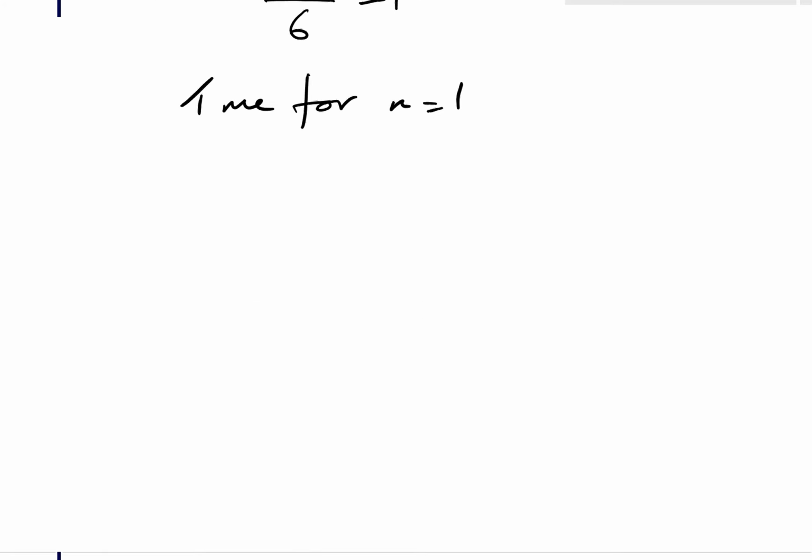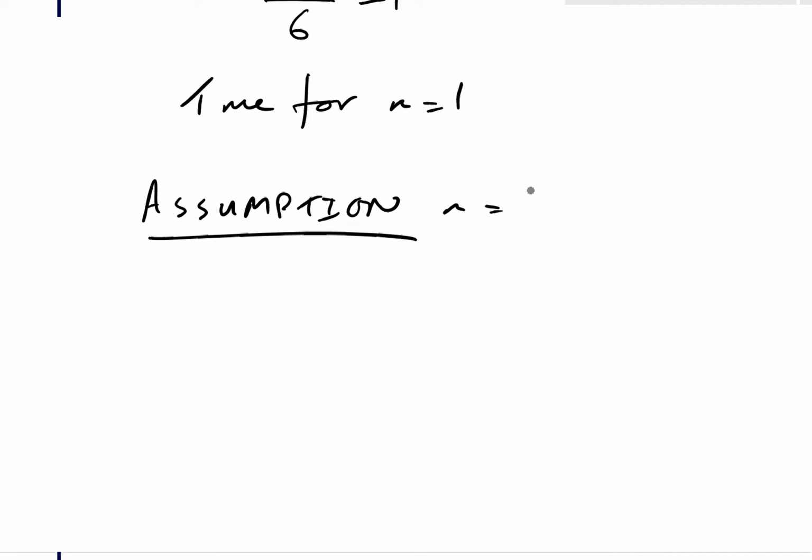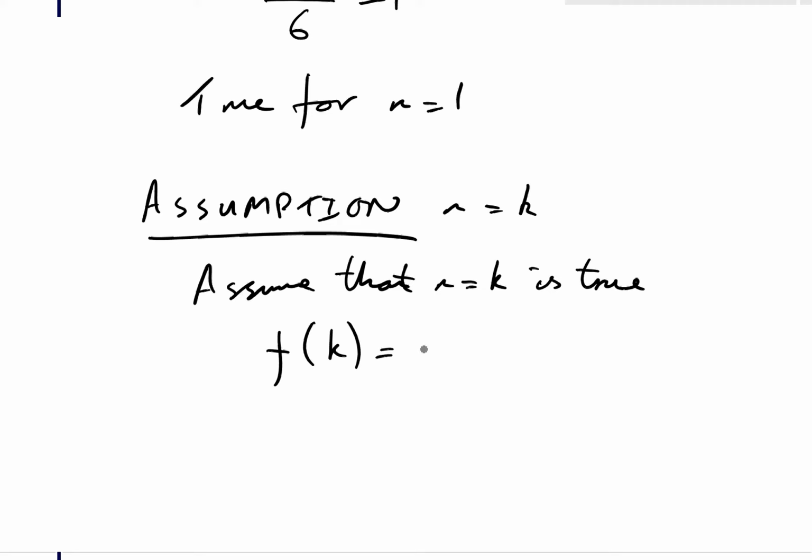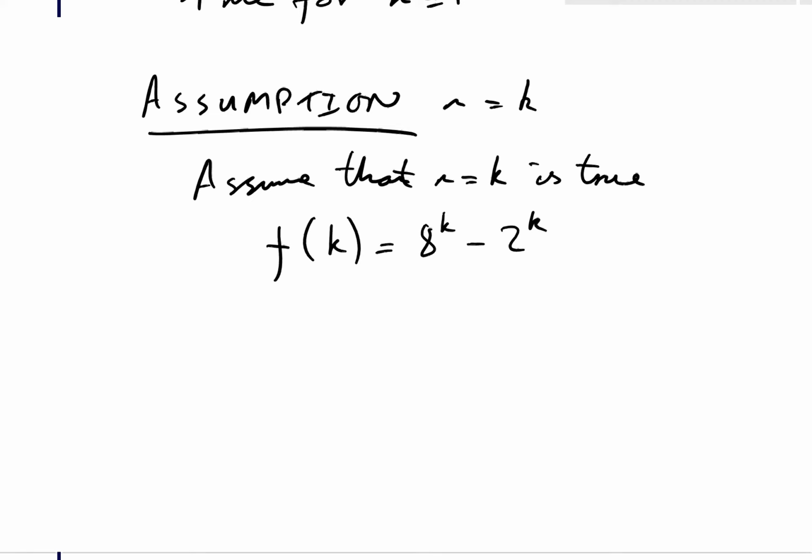Okay, second step is our assumption, and that's n equals k. So assume that n equals k is true. Let's assume that the case when n equals k is divisible by 6. Okay, and that is to say that f of k is equal to 8 to the power of k minus 2 to the power of k. So that's our expression for f of k. That's all. I've literally just replaced n by k in our original function.